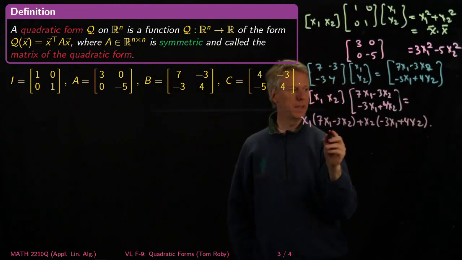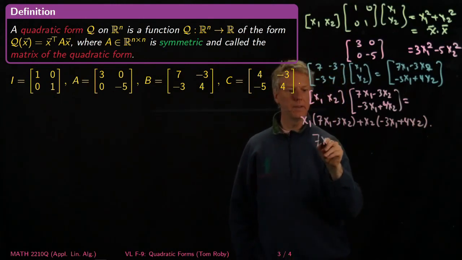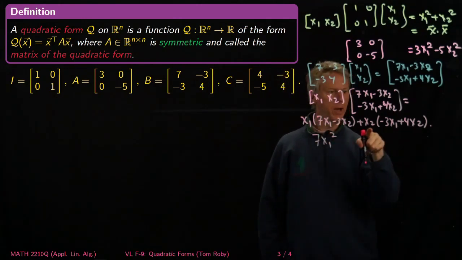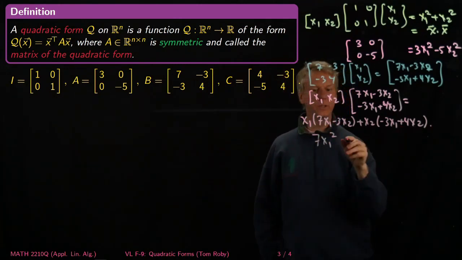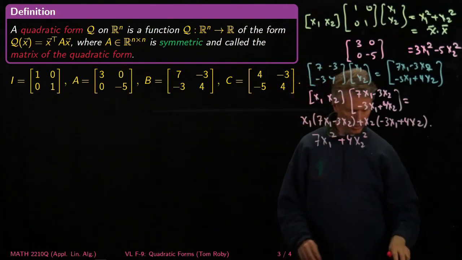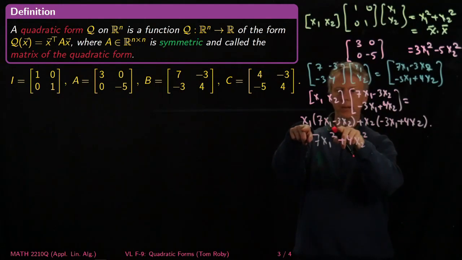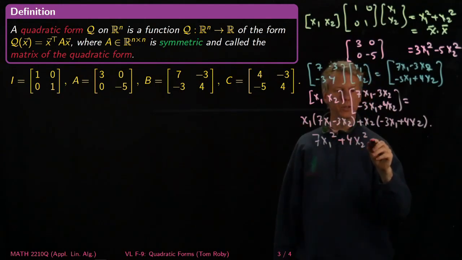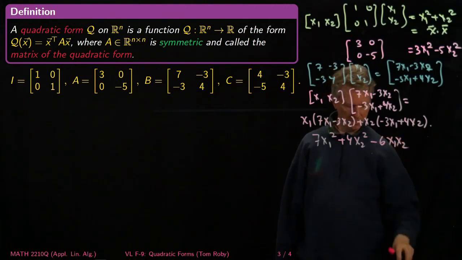And so that'll give me 7 x1 squared, that'll be the x1 squared term, and now I'll have 4 x2 squared. And now what happens with the cross terms? Well, it looks like I get a minus 3 x1 x2 here and a minus 3 x1 x2 there. So I end up with a minus 6 x1 x2.